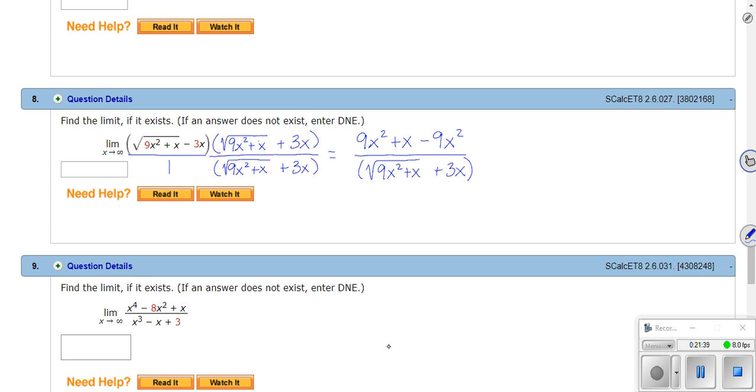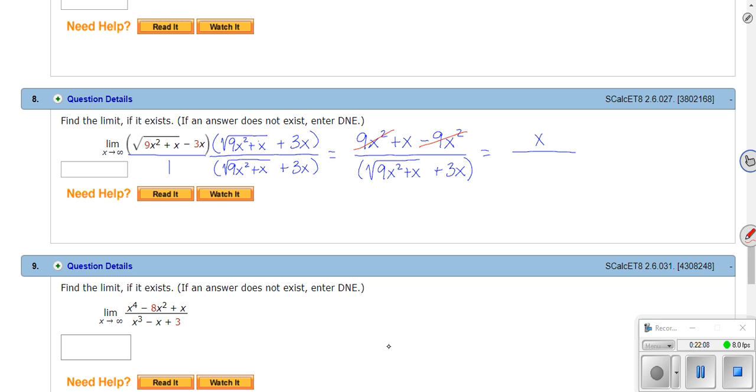Okay, now, what do you notice about the top? What you notice about the top is that your 9x squareds are going to cancel, right? So now you are going to be left with x on the top over, now, this is where, again, we're looking for the first leading term, the highest power term of whatever polynomial we've got here on the bottom.